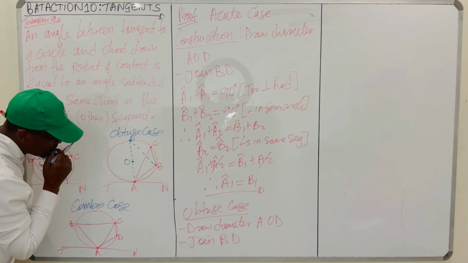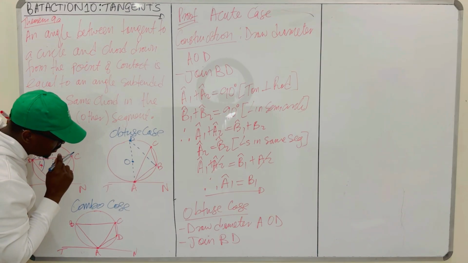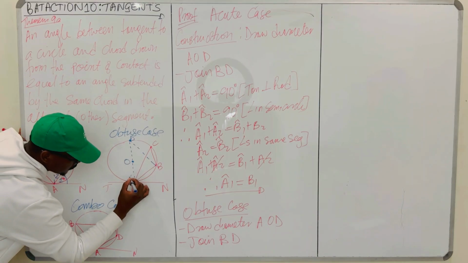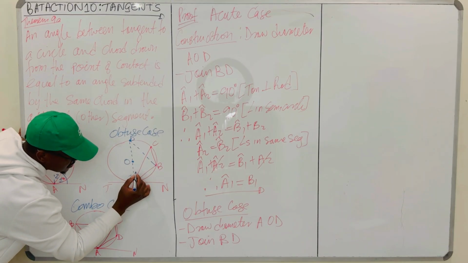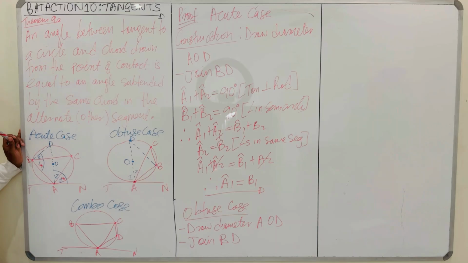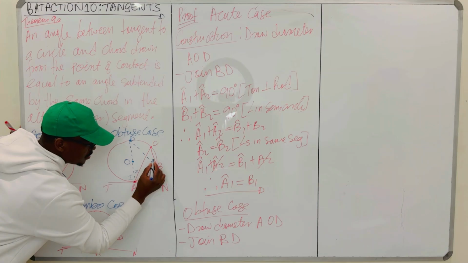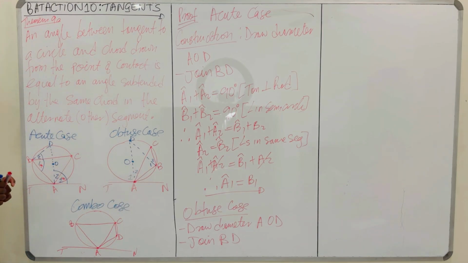What do we have now? We have angle 1. Do you agree? Yes. And this angle 2. Do you follow? Yes. And then we're going to say this is angle B1, this angle B2. Are you following me? Yes. What is angle O1? O1 is 90 degrees.